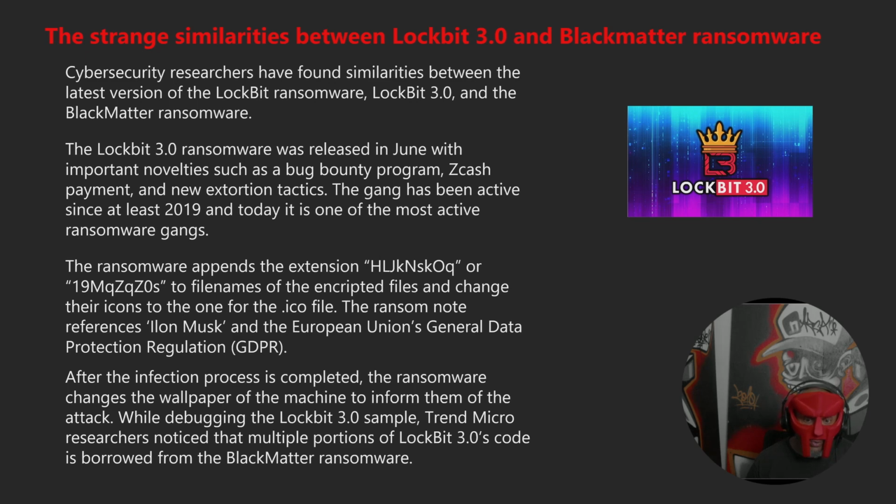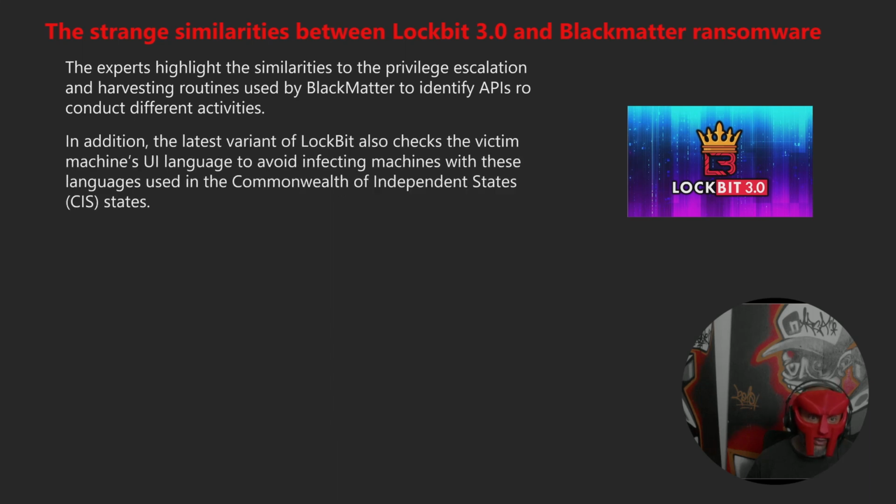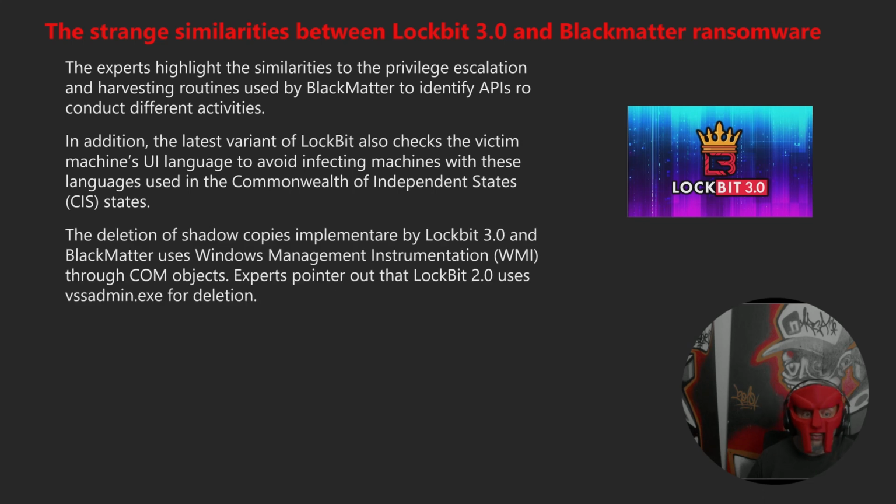While debugging the Lockbit 3.0 sample, Trend Micro researchers noticed that multiple portions of Lockbit 3.0's code is borrowed from the Blackmatter ransomware. The experts highlight the similarities to the privilege escalation and harvesting routines used by Blackmatter to identify APIs or conduct different activities. In addition, the latest variant of Lockbit also checks the victim machine's UI language to avoid infecting machines with languages used in the Commonwealth of Independent States. The deletion of shadow copies, implemented by Lockbit 3.0 and Blackmatter, uses Windows management instrumentation through COM objects. Experts point out that Lockbit 2.0 uses vssadmin.exe for deletion.